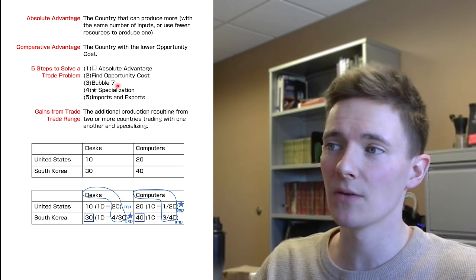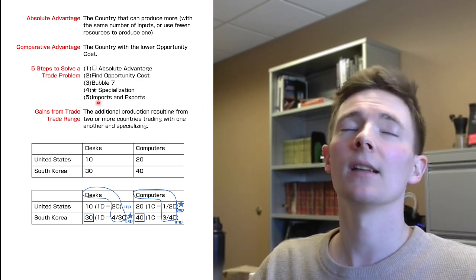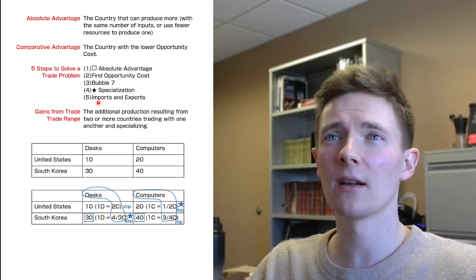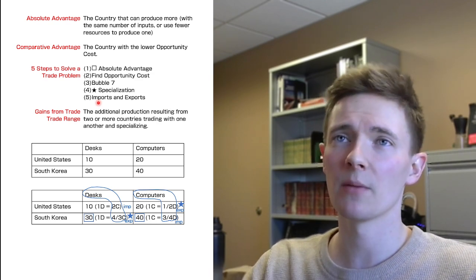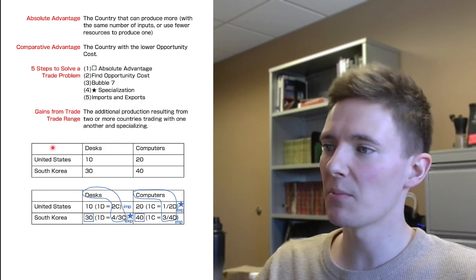The bubble 7 is really useful for trade range as well. And then gains from trade just means the amount that countries can consume beyond their own production possibilities curve that result by trading with one another. All right, so here's an example problem.